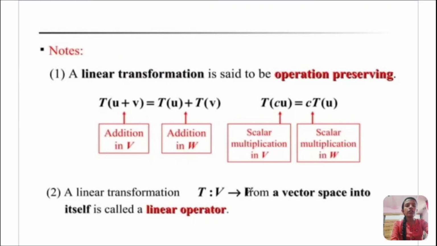Note, a linear transformation is said to be operation preserving. T(u plus v) equals T(u) plus T(v), where u plus v is addition in V and T(u) plus T(v) is addition in W. Second note is, a linear transformation T from a vector space V into itself is called a linear operator.